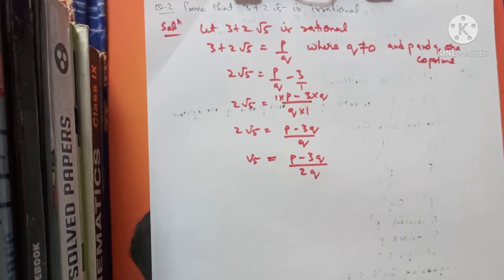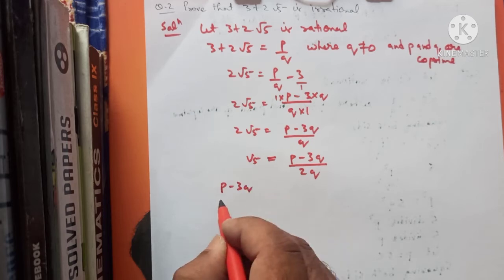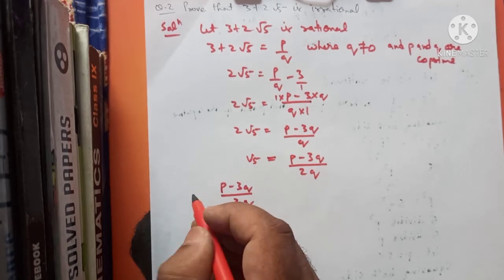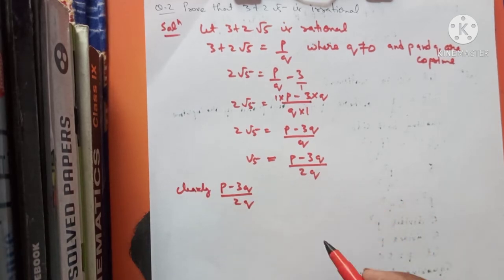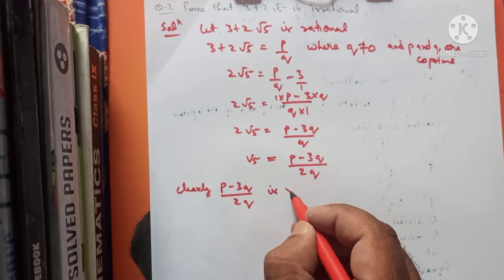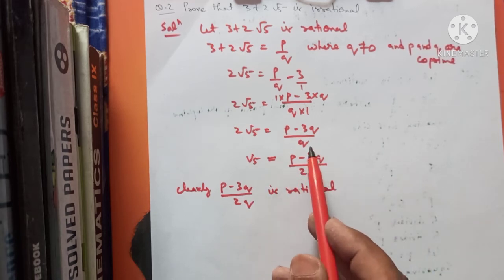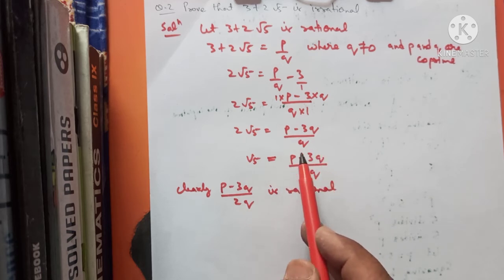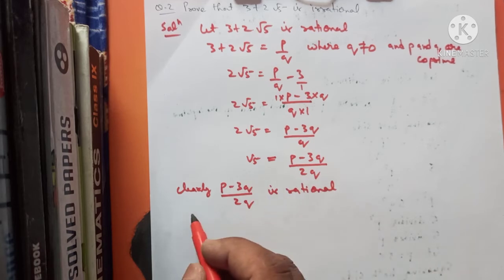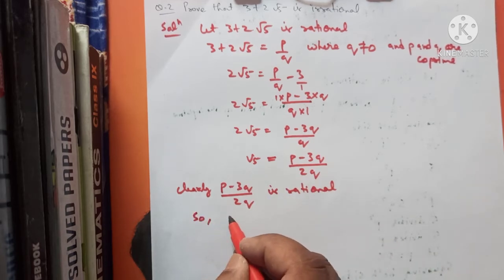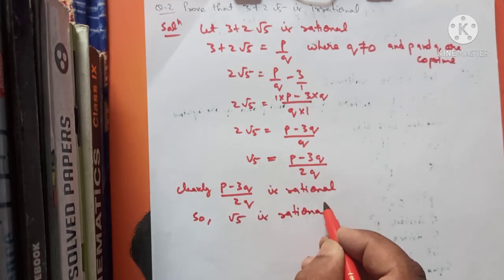Clearly it is clear from here that (P minus 3Q) upon 2Q, since this is a rational number, so we can say that if the right hand side (RHS) is rational, then the LHS will also be rational. So root 5 is rational.